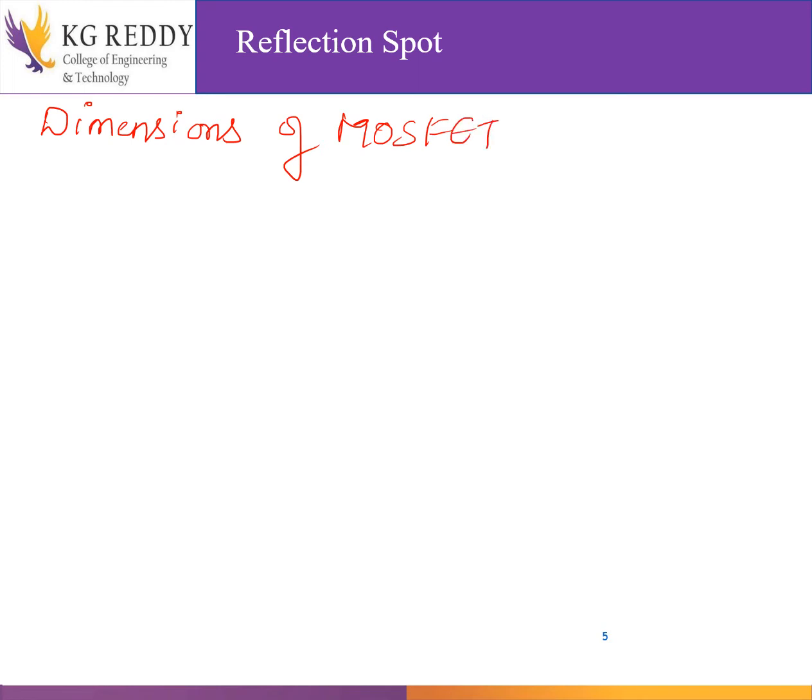First thing, why should we consider these dimensions? What are the parameters that are included for the MOSFET? The first point is why we are using these dimensions. One thing is very clear: considering these dimensions, we will be deriving IV characteristics of MOSFET.